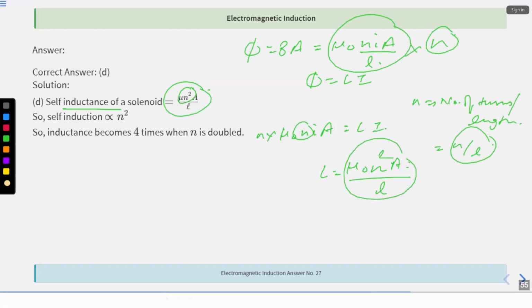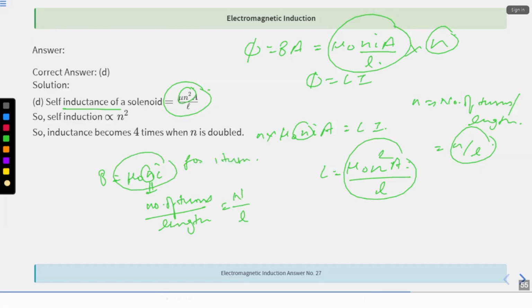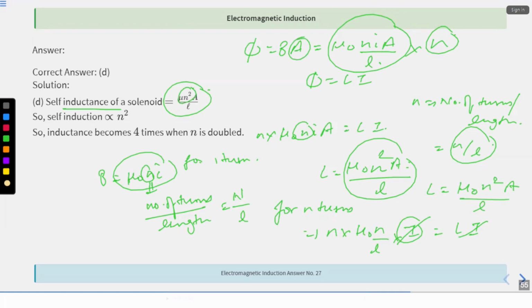I hope you got it. B equals mu naught n I. There n is nothing but number of turns per unit length. So total number of turns is n, per unit length it will be N by L. So this is for 1 turn. For n turns, it would be n into mu naught n by L multiplied by I. Equate this to Li. I and I will get cancelled, and you will get L equals mu naught n squared A by L. Of course, this A will also come from BA. So this thing is my L, and from here also I can see that L is directly proportional to n squared.